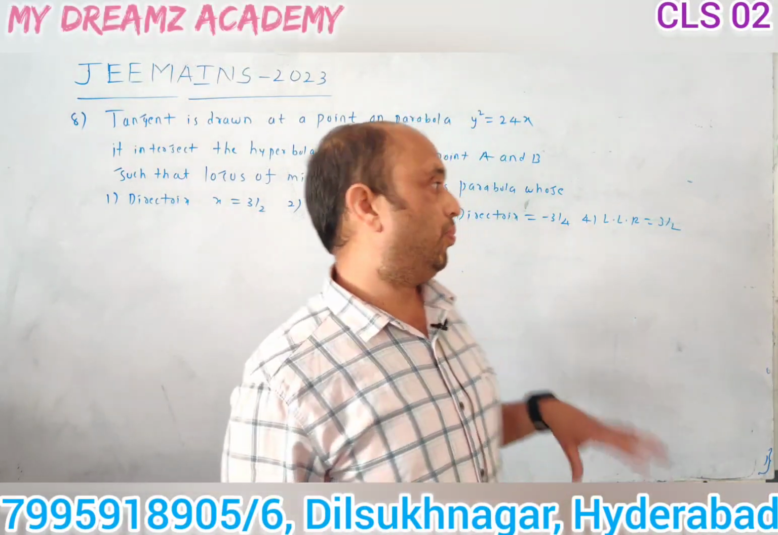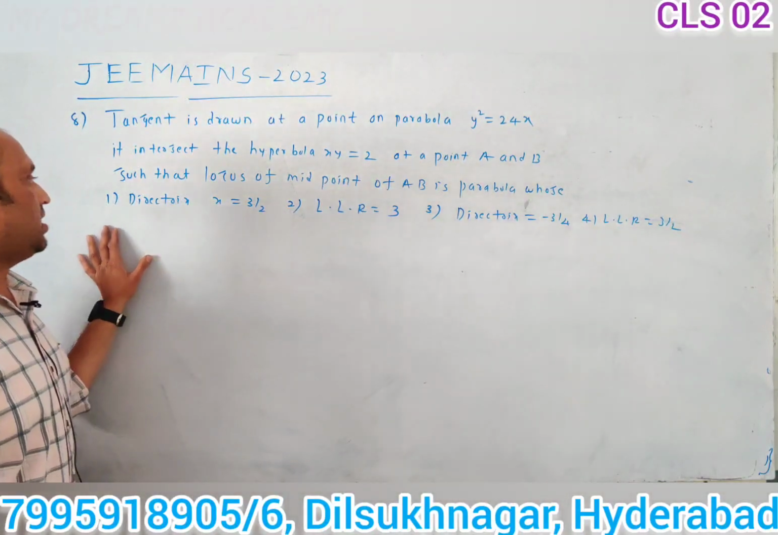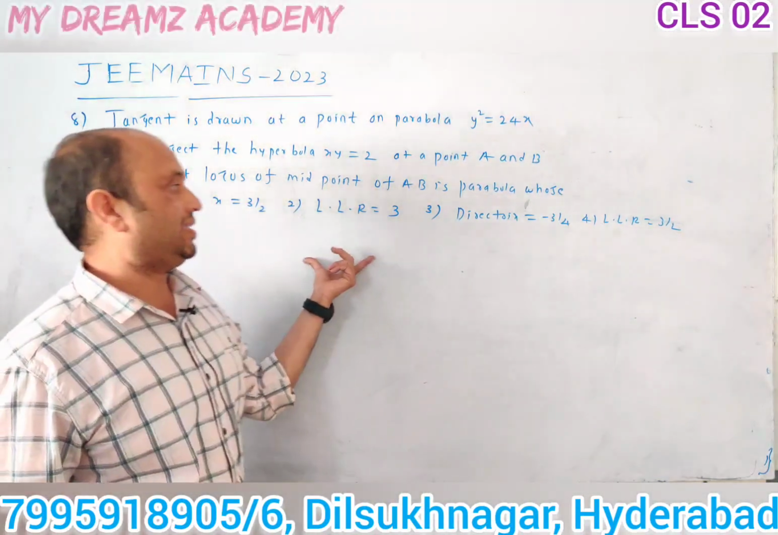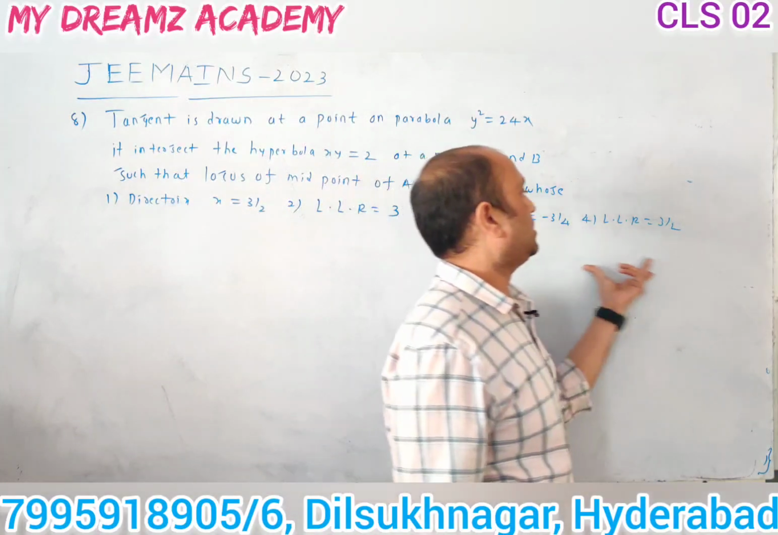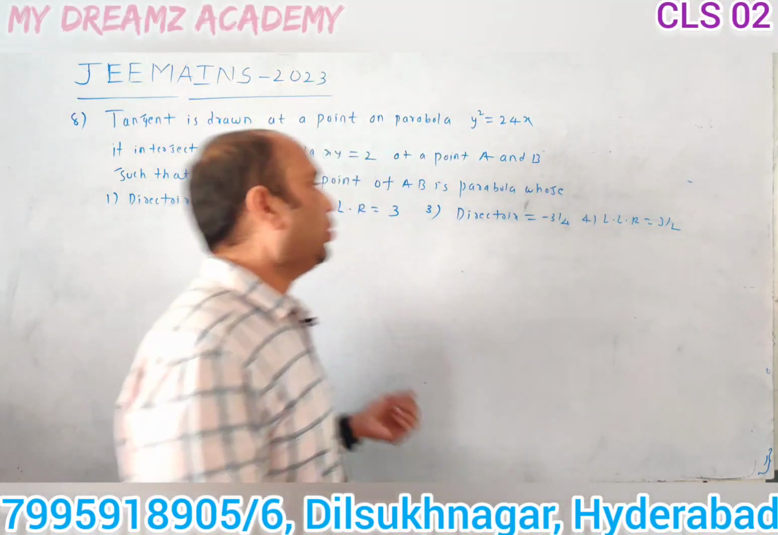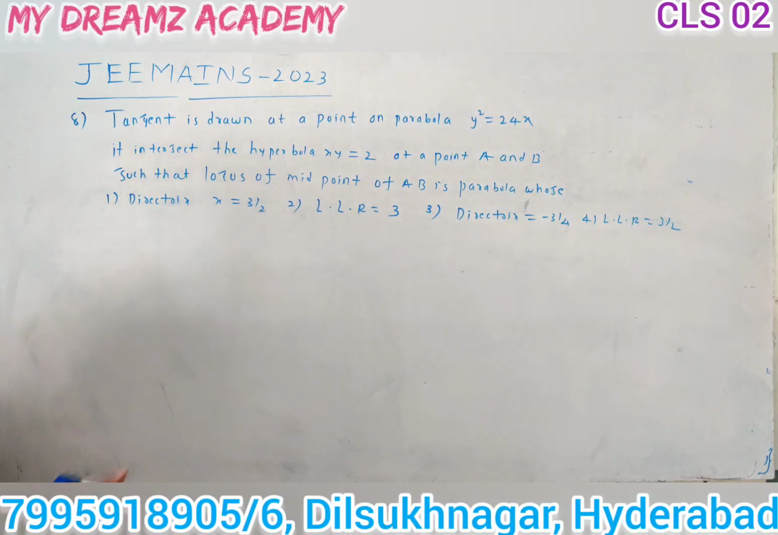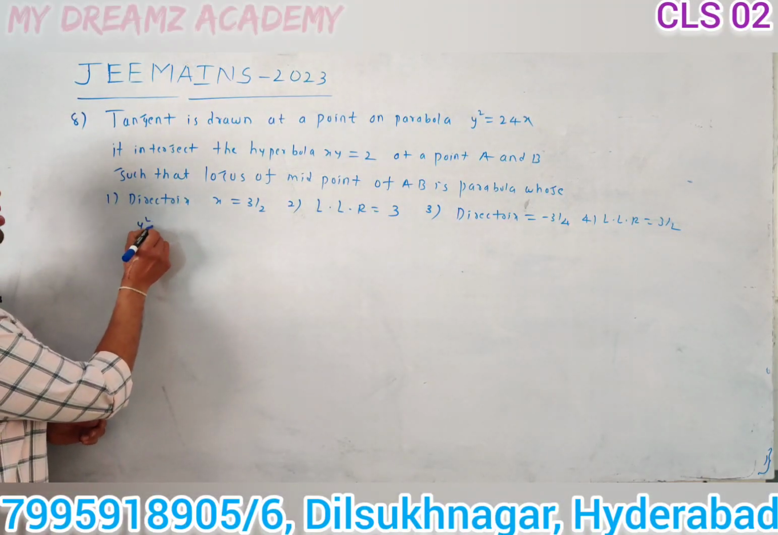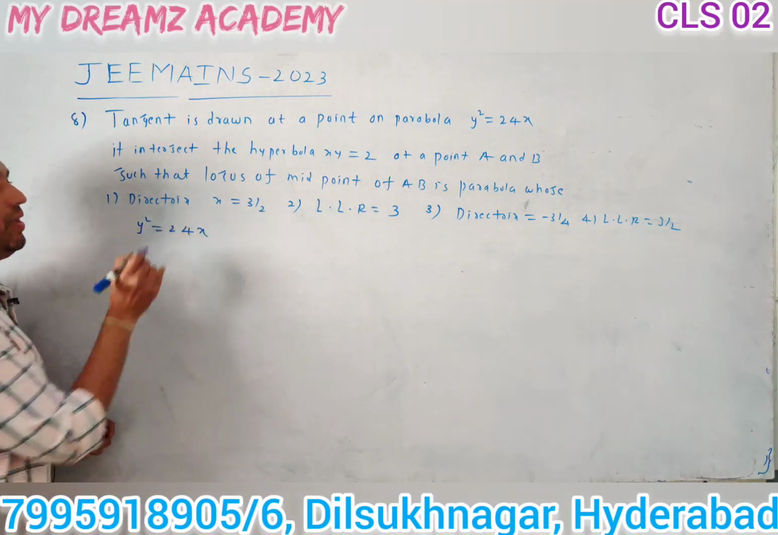Then check the parabola whose directrix is minus 3 by 2 and length of latus rectum is 3 by 2. Now, first of all, y square is equal to 24x.